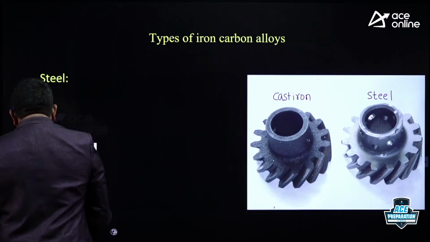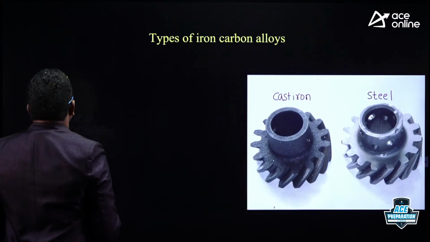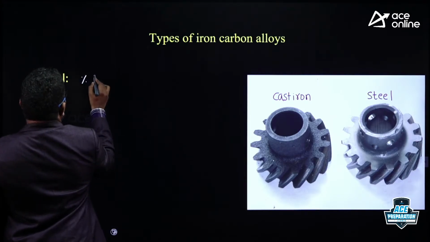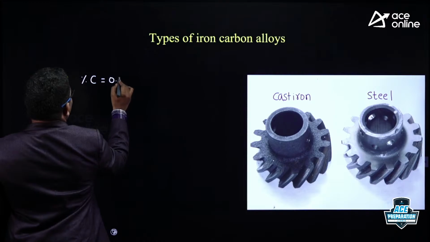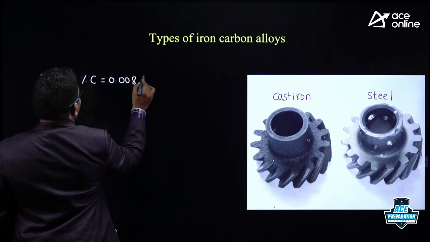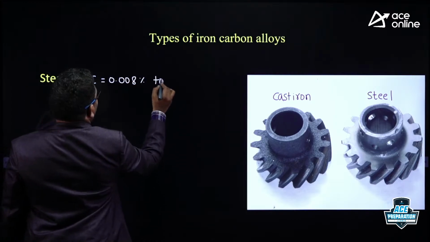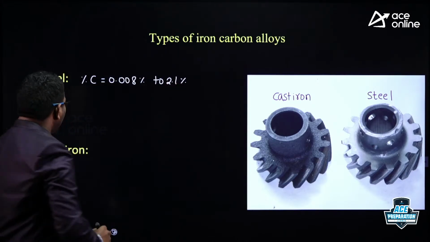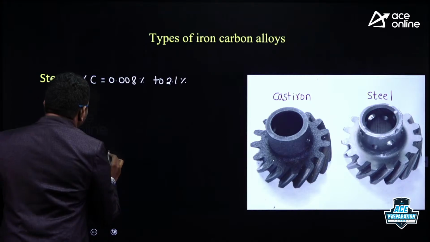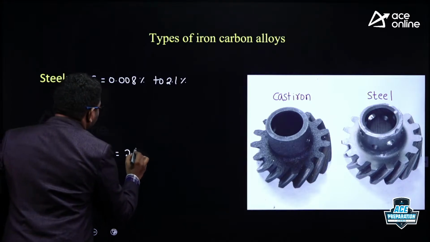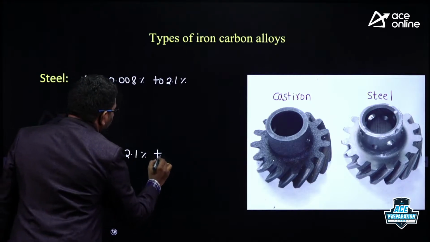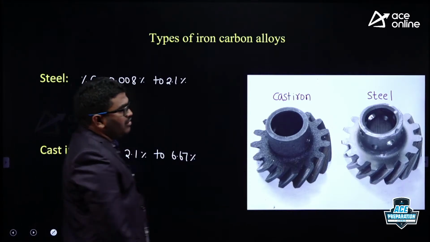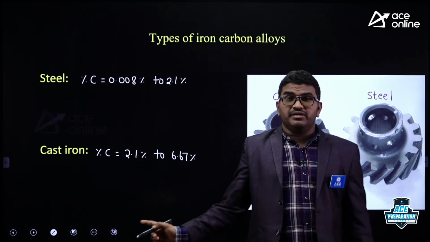So, now see here, what is steel? Steel is an iron carbon alloy with the carbon percentage varying from 0.008 percentage to 2.1 percentage. And what is cast iron? The percentage of carbon is varying from 2.1 percentage to 6.67 percentage. Very, very important, you should remember this one.